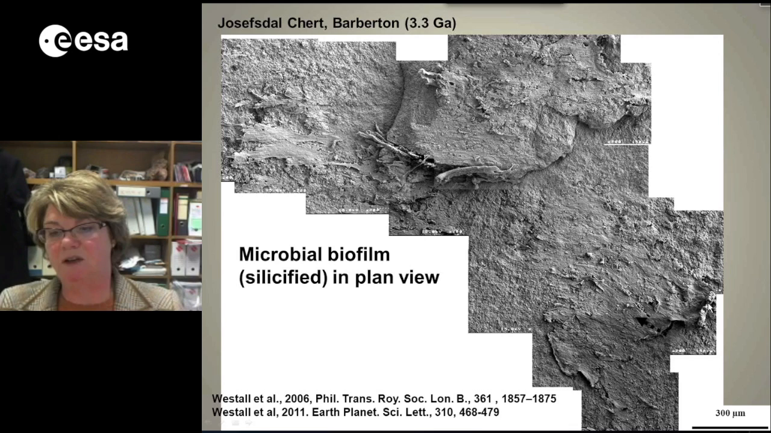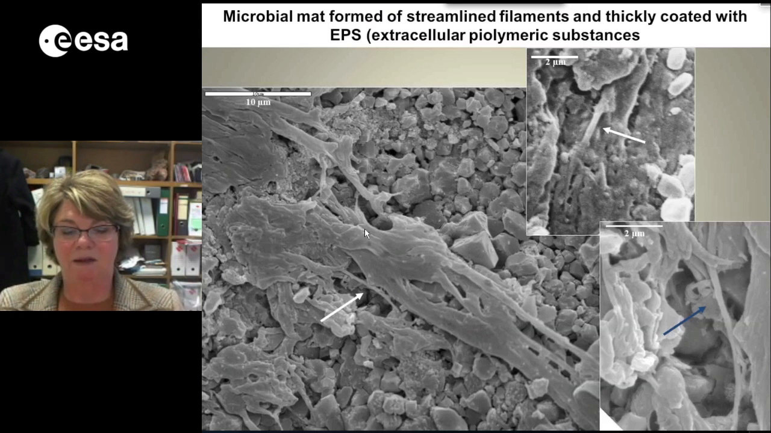Part of it is overturned and there's a kind of lineation to it. It obviously formed under the effects of flowing currents. And in fact, the film is formed of very fine filaments, about a quarter of a micron in diameter, and up to tens of microns or more in length. They're coated in a very thick layer of EPS.